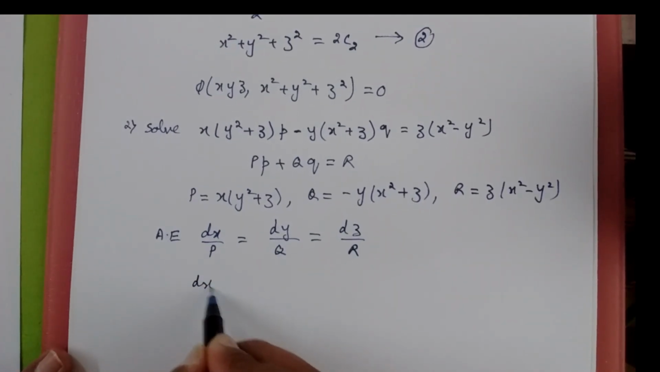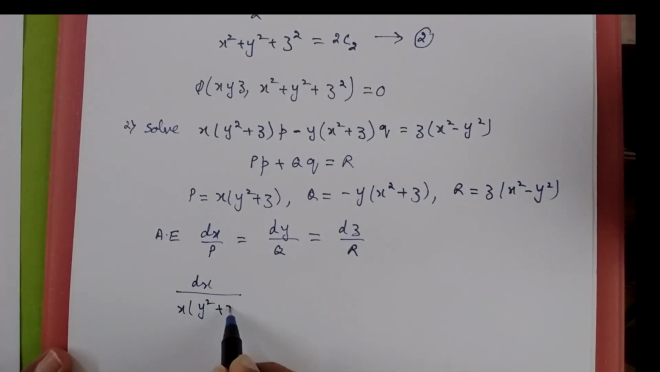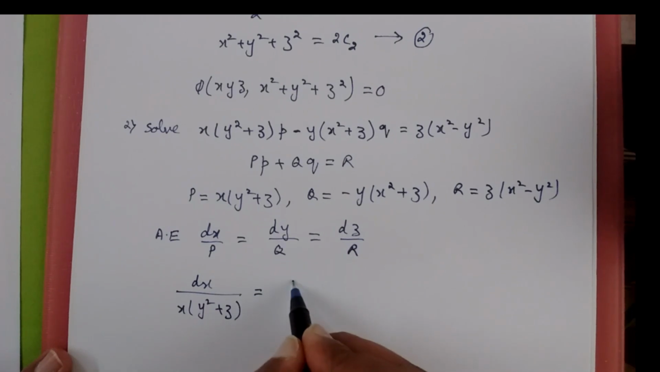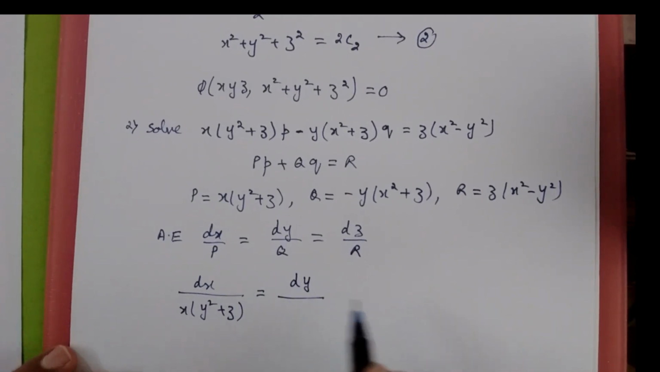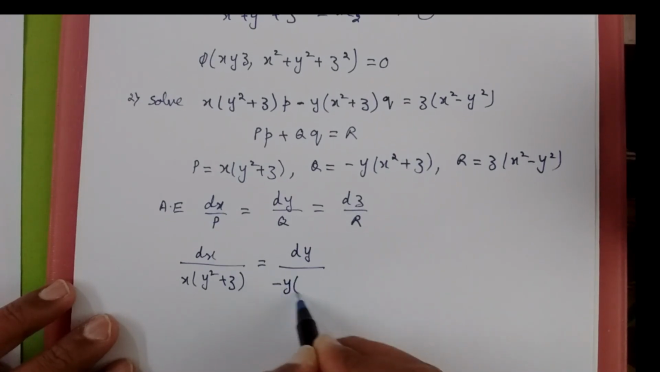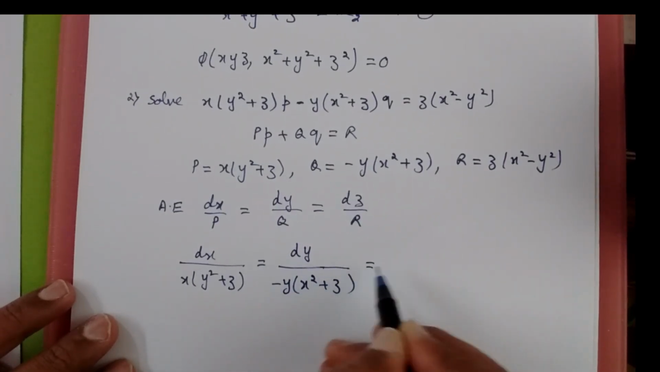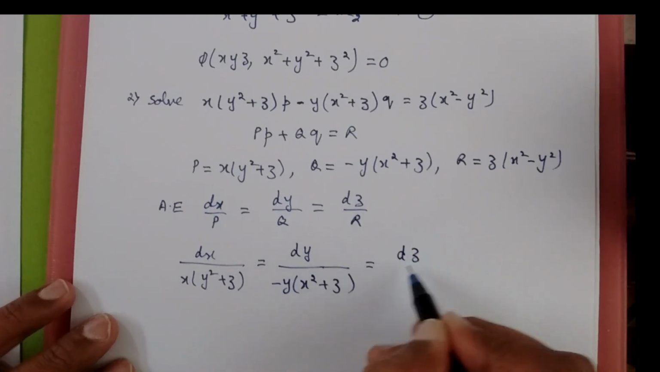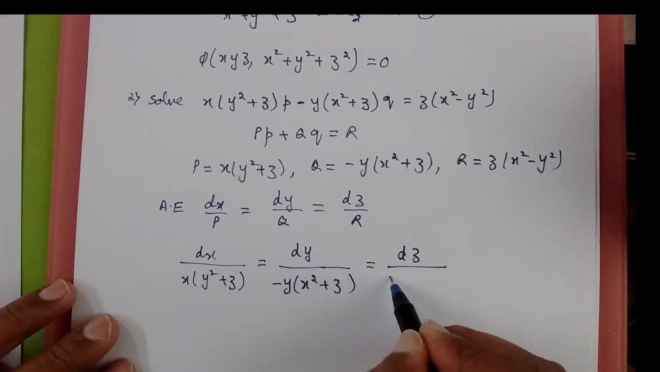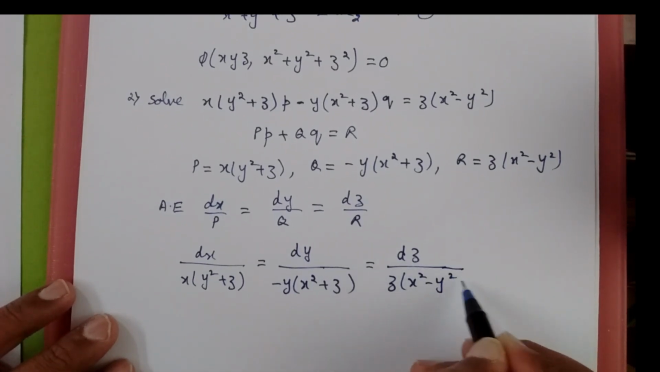So it is dx by, the value of P will be x into y square plus z, equals dy by, your value of Q will be minus y times x square plus z, equals dz by, R value is z into x square minus y square.